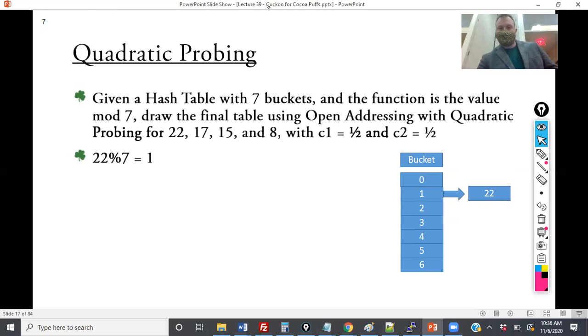Okay, let me bring up the chat as well. So 22 mod 7 is 1, so Fang Kong and Brandon, 17 is going to go to 3, because Fang Kong is absolutely right: 17 mod 7 is 3. So Fang Kong and Brandon are both absolutely right.